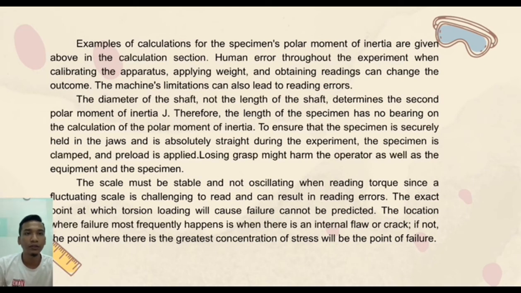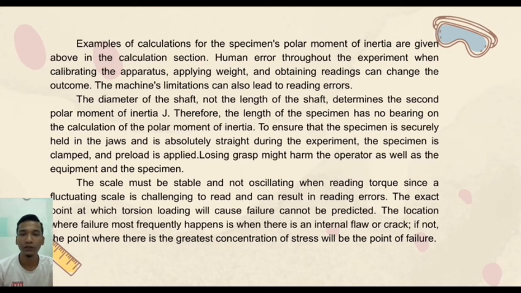Example of calculation for the specimen's polar moment of inertia are given above in the calculation section. Human error throughout the experiment, when calibrating the apparatus, applying weight and obtaining readings, can change the outcome. The machine limitations can also lead to reading errors. The diameter of the shaft, not the length of the shaft, determines the second polar moment of inertia J. Therefore, the length of the specimen has no bearing on the calculation of the polar moment of inertia.